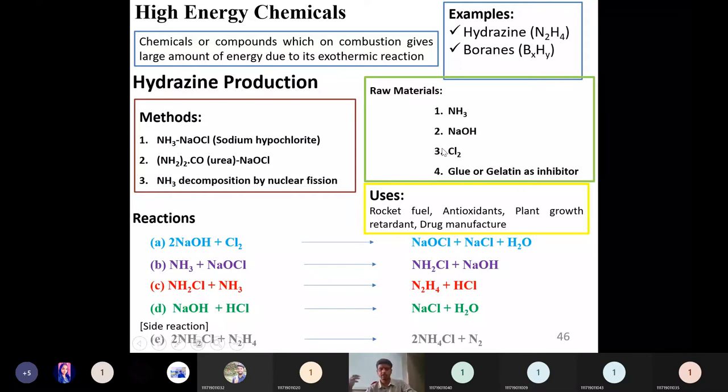So what are the uses of hydrazine? Why do we have to produce hydrazine? Because it is used as a rocket fuel.